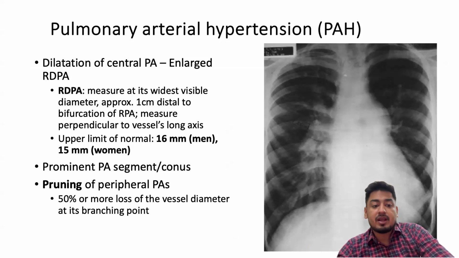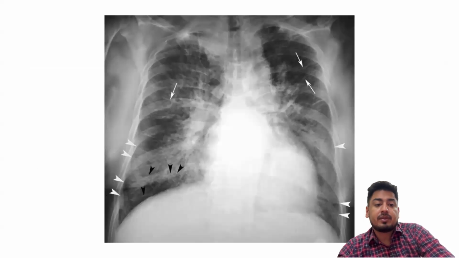Another sign to look for on X-ray is a prominent pulmonary artery segment, which comes just below the aortic knuckle on the left side, as I am pointing here. Also, there will be pruning of peripheral pulmonary arteries because of the PH.